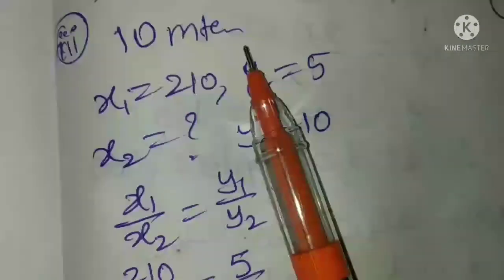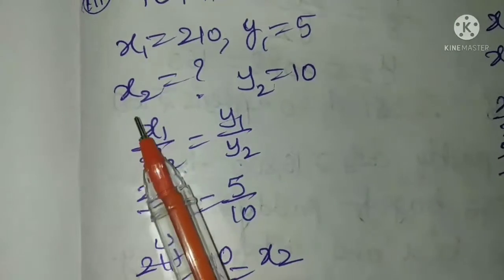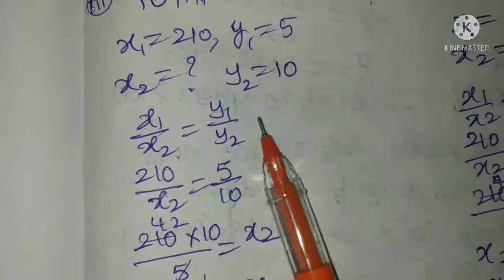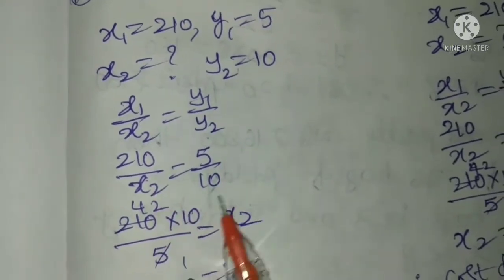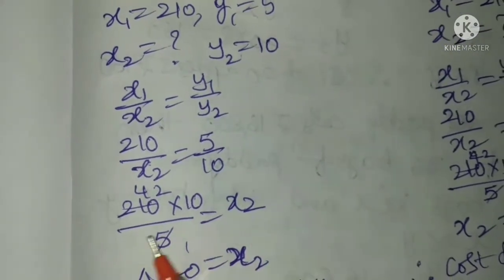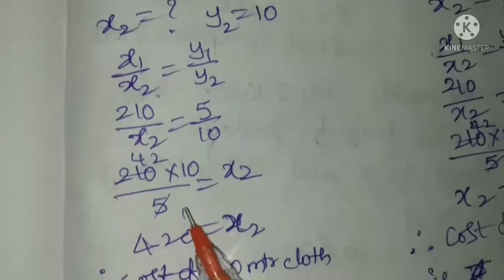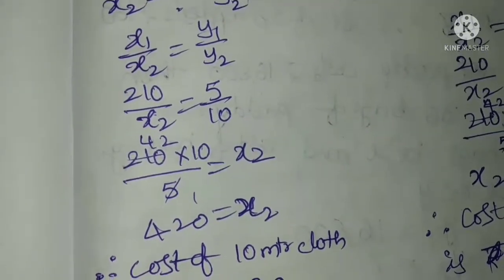Next, third question. 10 meters cloth. x1 210, y1 5, it is common to all. x2 we have to find, y2 10. x1 by x2 is equals to y1 by y2. 210 by x2 is equals to 5 by 10. 210 into 10 by 5, that is equals to x2. 5 ones are 5, 5 fours 20, 5 2s are 10. 10 into 42, 420. Therefore cost of 10 meters cloth is rupees 420.